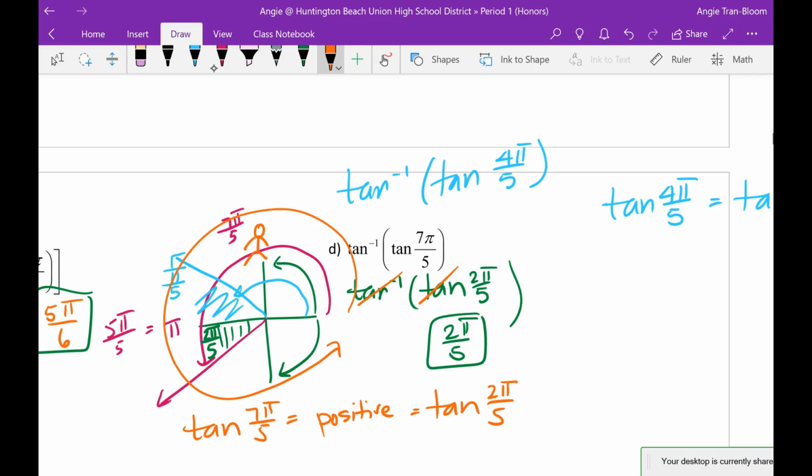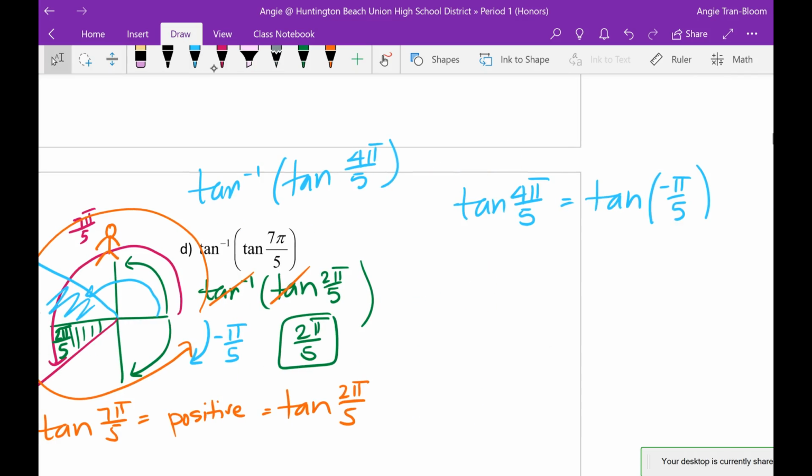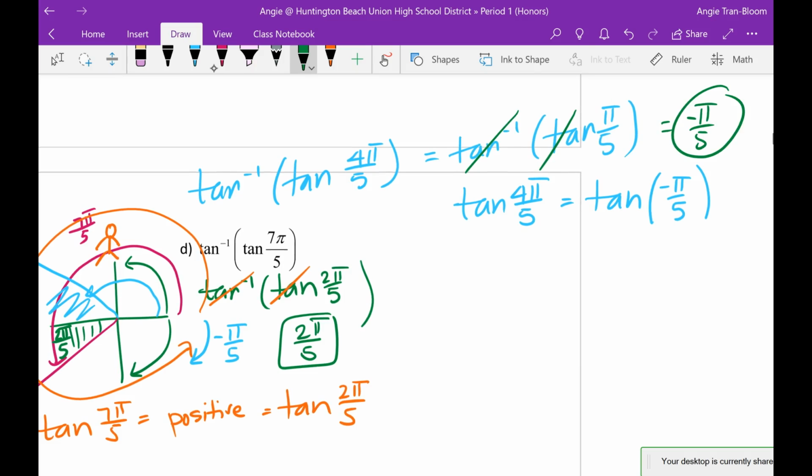Okay, so to get to quad 4 for tangent inverse, you can't go that way anymore. Because there's a guy at the very top at pi over 2 who is going to ask you for your passport, and you are not allowed to go that way. You have to go this way, which is now a negative pi over 5. So can you see that tangent of 4 pi over 5 is now equivalent to tangent of negative pi over 5? So rewrite that to make it fit in the restriction. Is that clear? And then, because now it fits, what? So final answer is negative pi over 5.